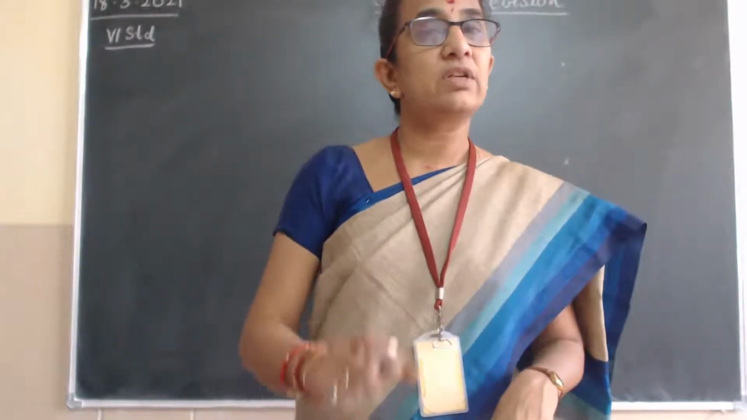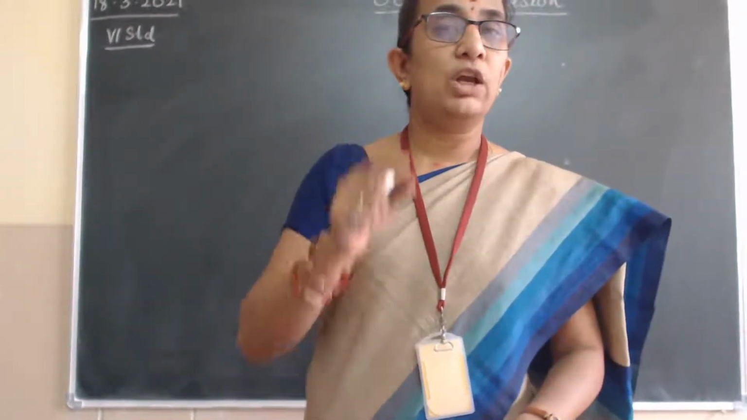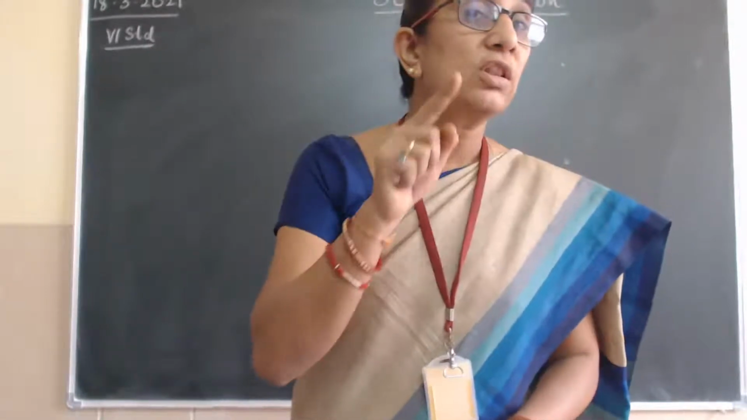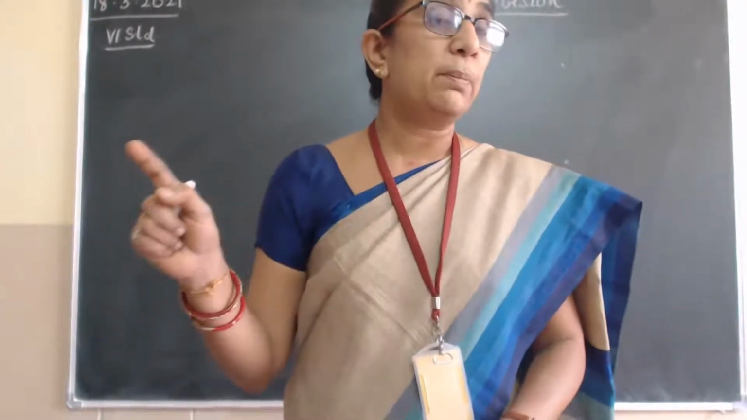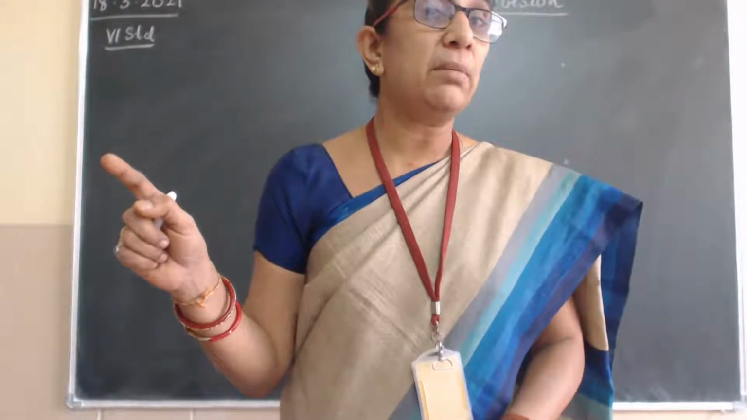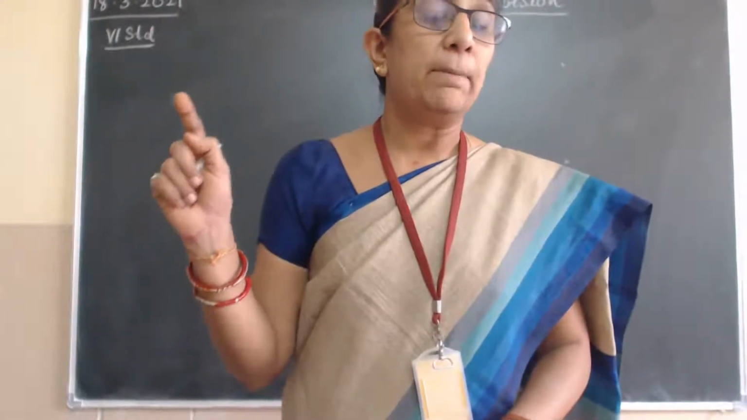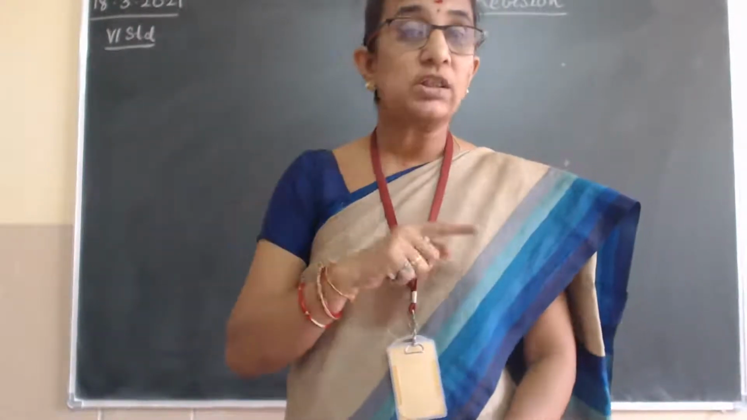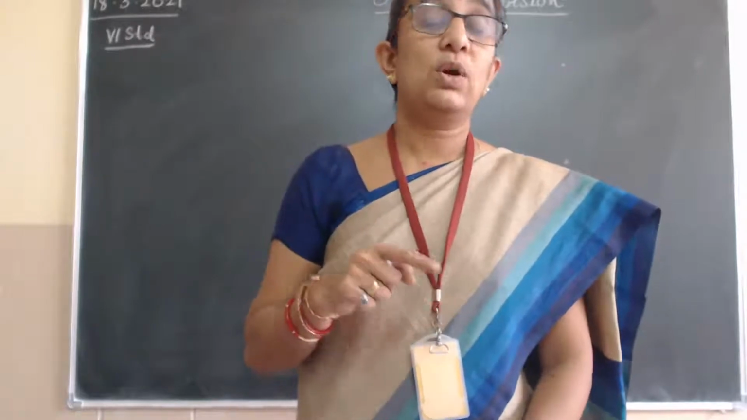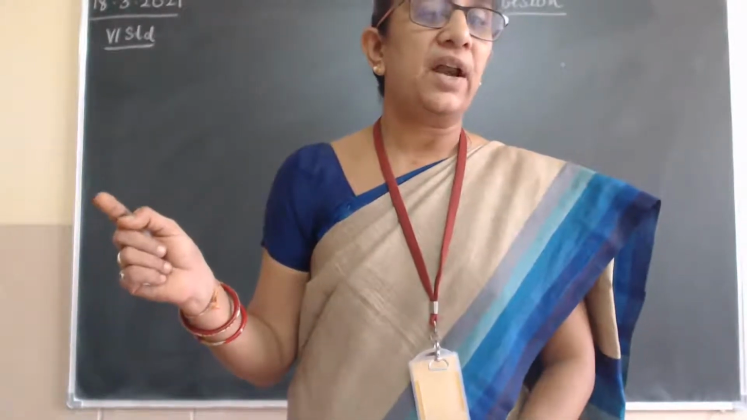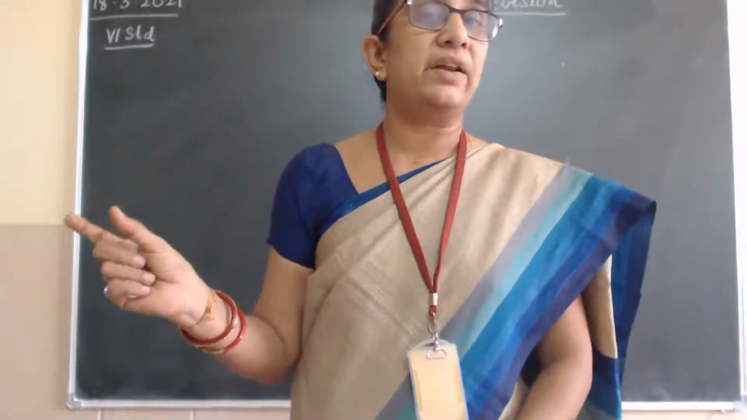Now we have given some in column A: north and north. So north and north are like poles. What happens here? If both the poles are the same, they will repel. So what is that? Repulsion. Then north and south, they are unlike. So what happens if they are unlike? They attract. So what is in column B? Attraction.